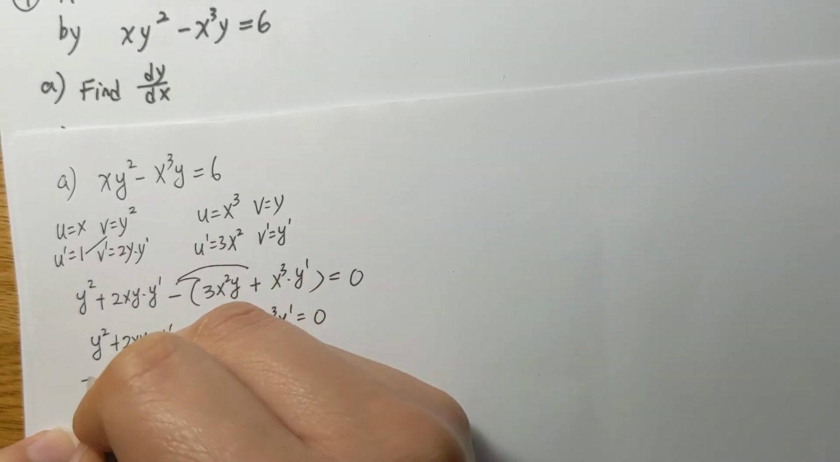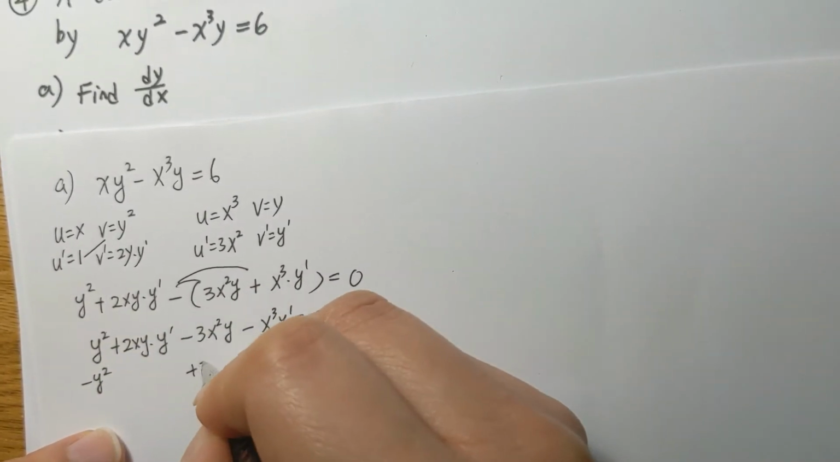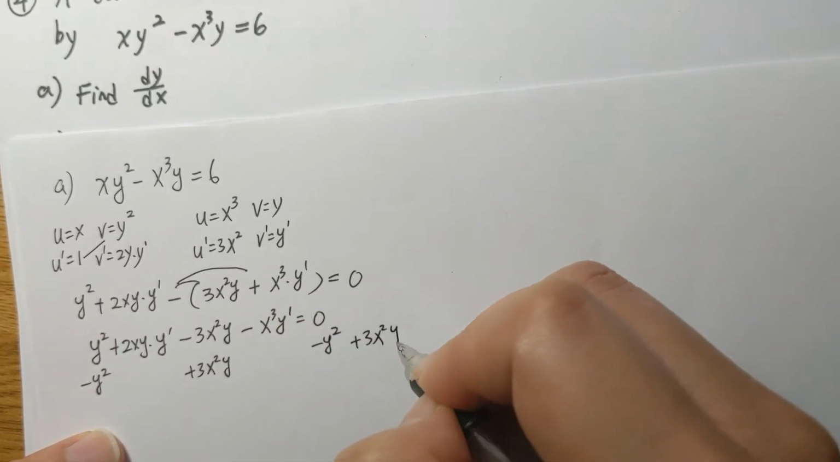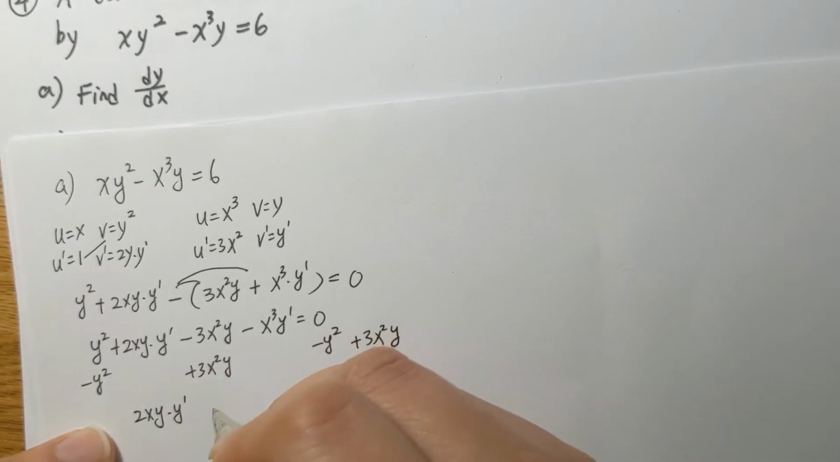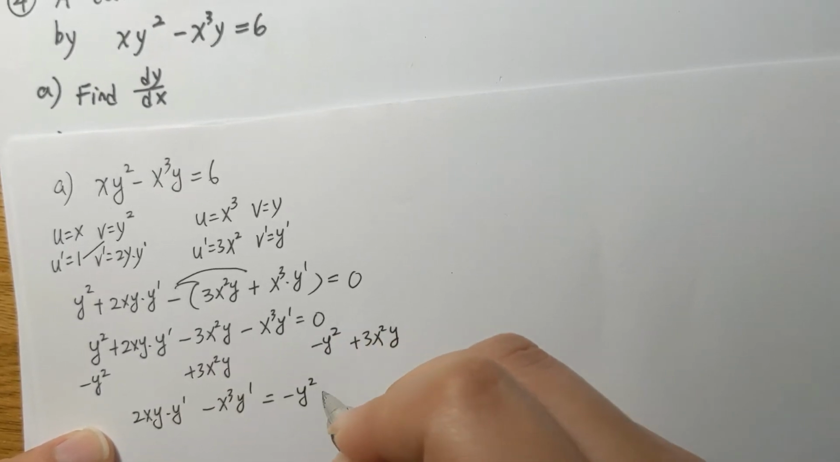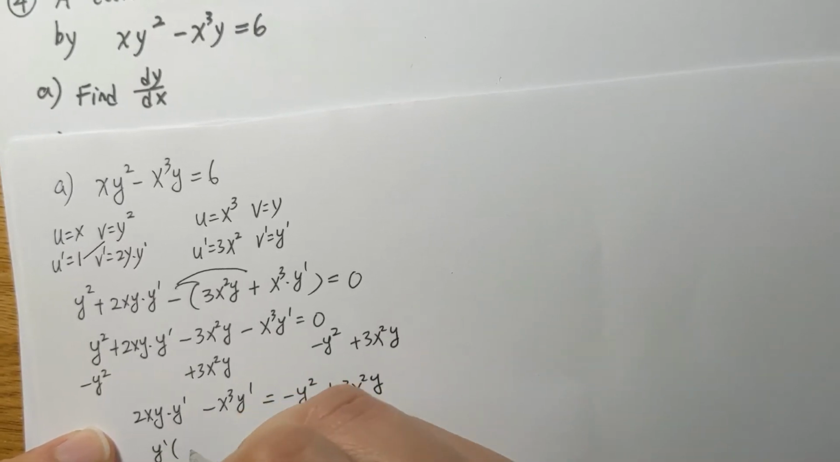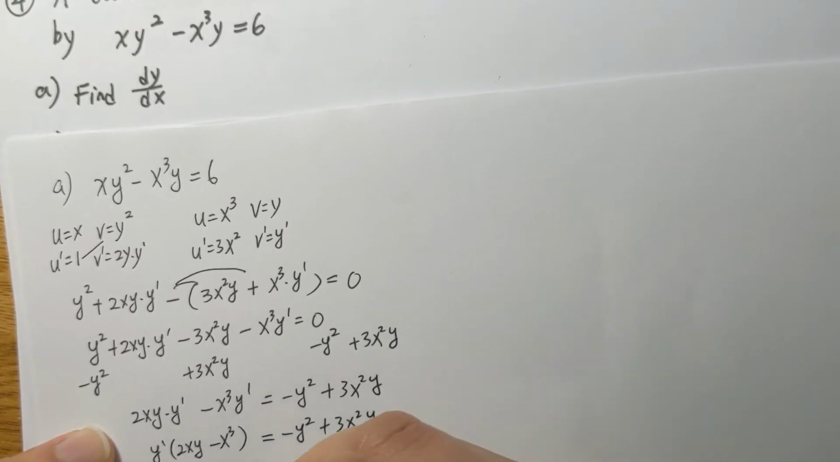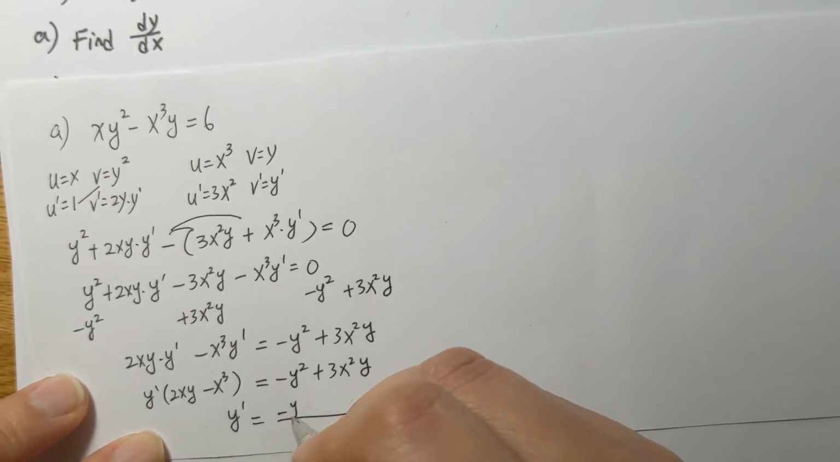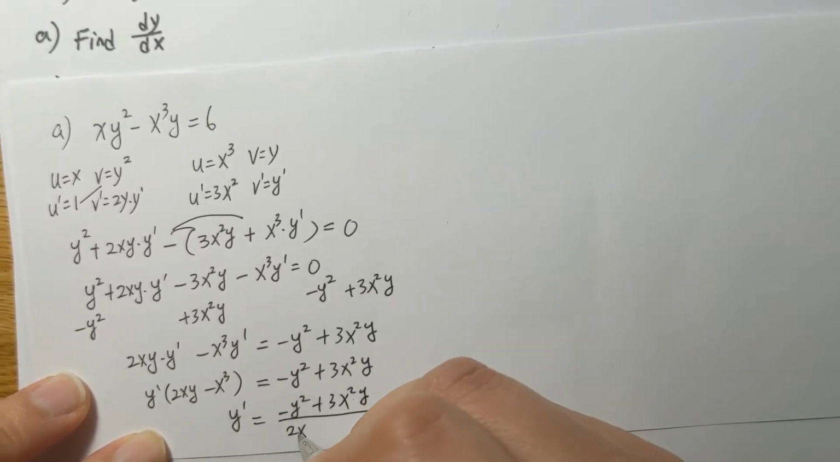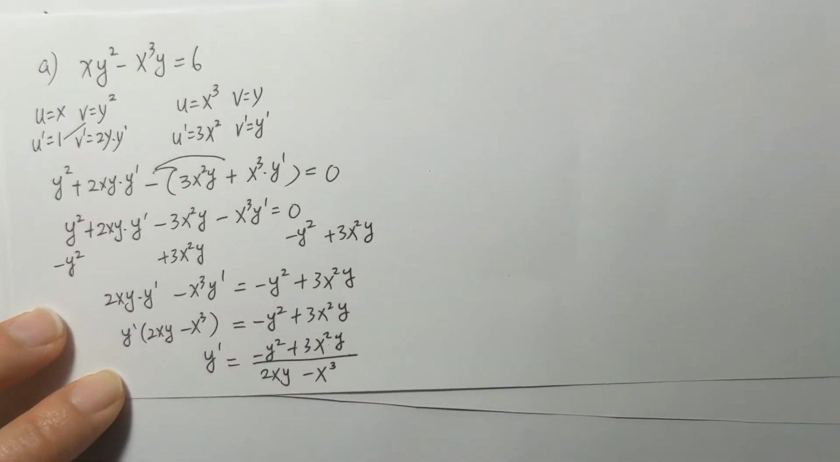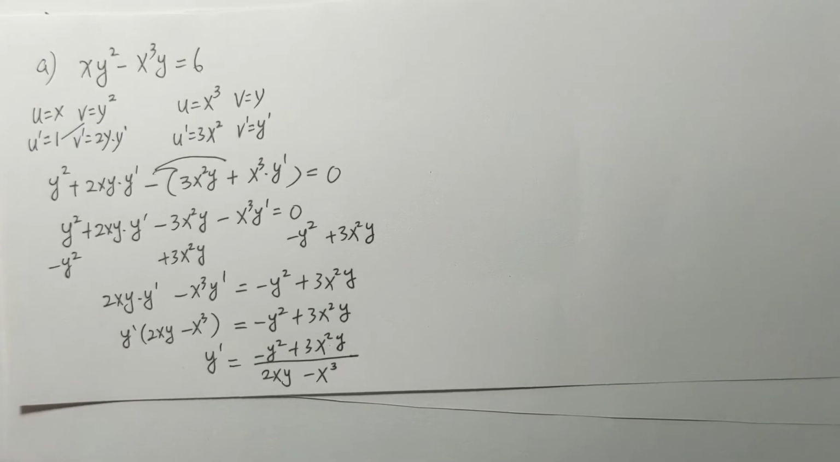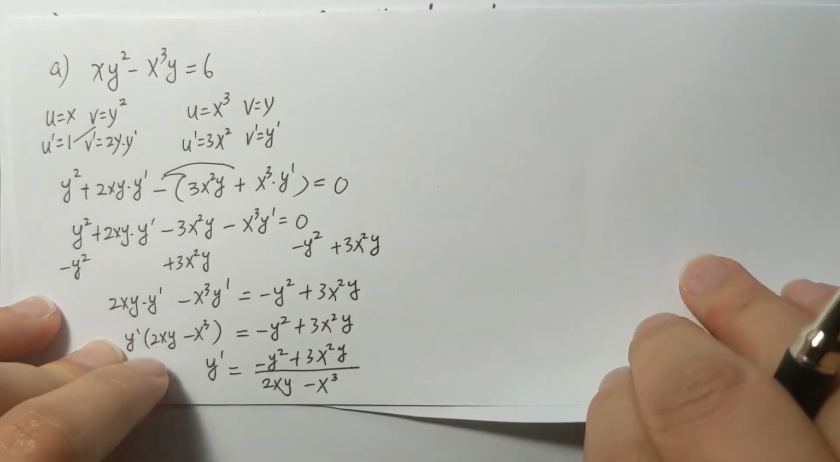Now we just solve for y prime. So we found the first derivative, which is equal to negative y squared plus 3x squared y, over 2xy minus x cubed. So after we finish part A, let's go to part B.